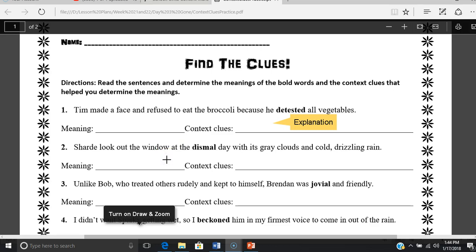All right, moving on down to this one. Let's see if I can get my speech bubble back here as well, so that I have all of my answers. Hated. There we go. All right, second sentence. Shard looked out the window at the dismal day with its gray clouds and cold, drizzling rain. So I'm trying to figure out what dismal means. Well, I know that it says that there were gray clouds, it was cold, and it was drizzling. So it does not sound like a very nice day. In fact, it sounds like a kind of nasty day.